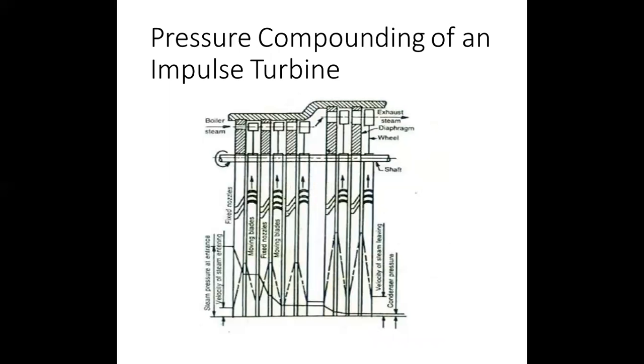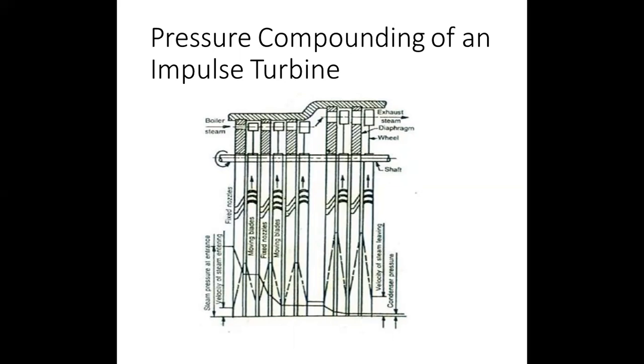Pressure compounding of an impulse turbine. In pressure compounding of an impulse turbine, the rings of moving blades, each having a ring of fixed nozzles, are keyed to the turbine shaft in series. The total pressure drop of the steam does not take place in the first nozzle ring, but is divided equally among all the nozzle rings.